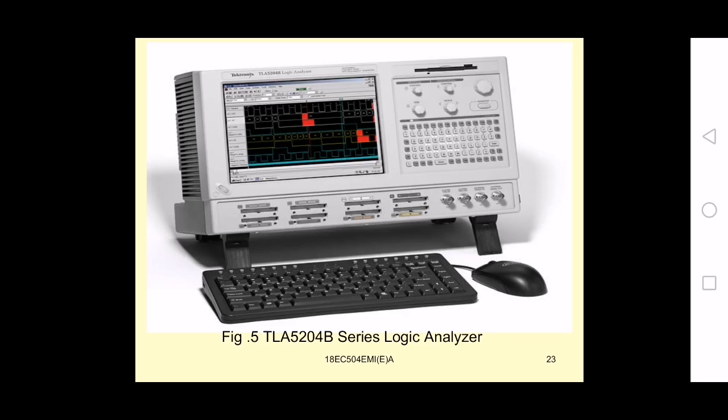So this is how the TLA 5204B series logic analyzer looks.